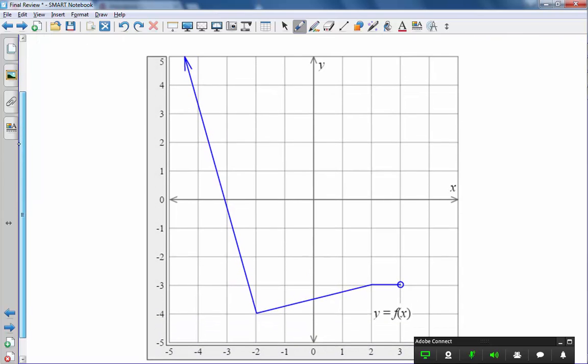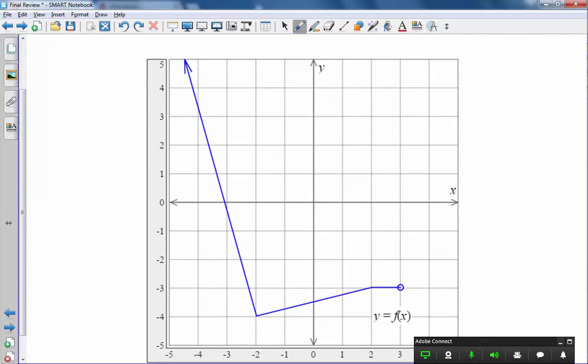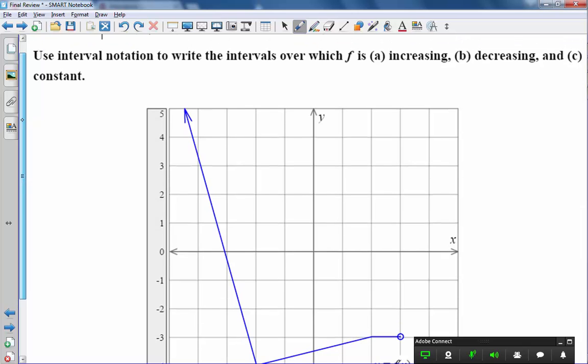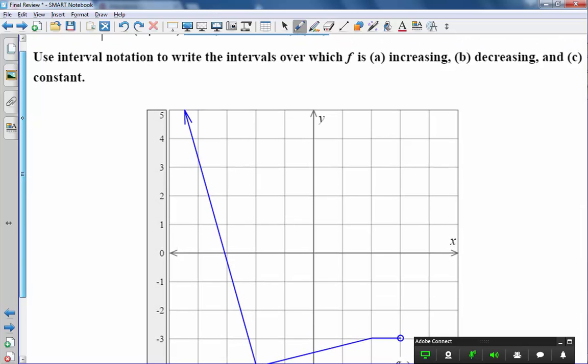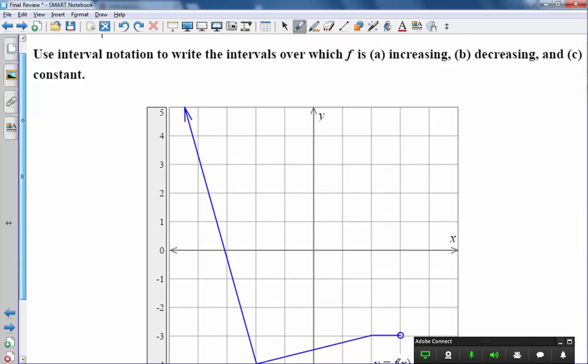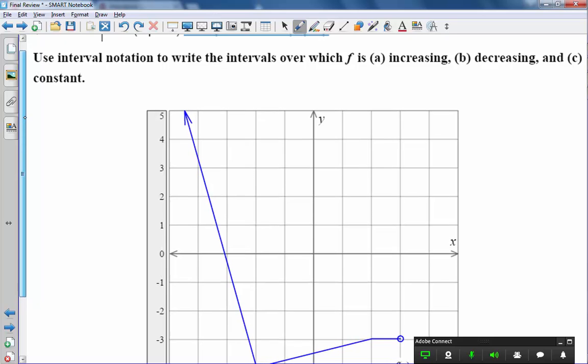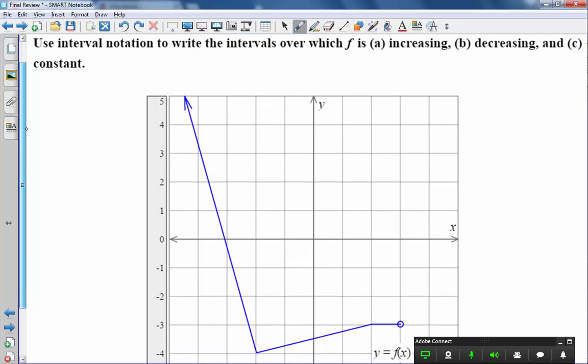Somebody gave us a graph, with several pieces together, making sharp turns. We are going to investigate over what intervals this function is increasing, decreasing, and constant. One key thing you need to pay attention to when you're looking at increase and decrease: don't look at where the arrows move. It looks like most people think this is increasing because it's going up.